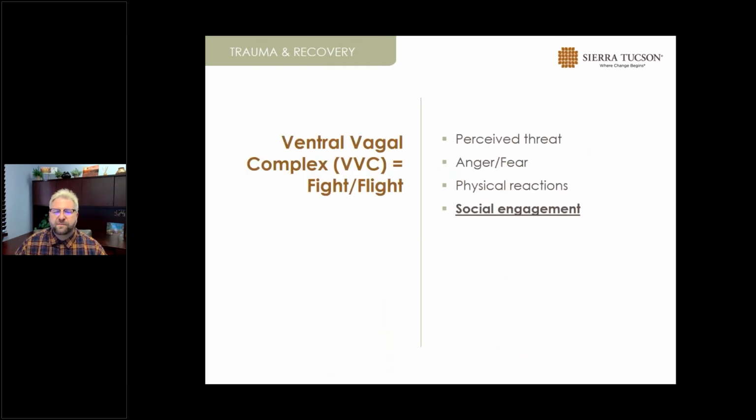The ventral vagal complex part of the nervous system, fight, flight. So if I'm going into a fight or flight response, most likely my chest is up, my shoulders are back, and I'm ready to protect myself, whether it's through my hands by fighting, or through my feet by running away. I'm trying to jump out of here, got to go protect myself. Usually fight responses are related to anger, not always the case, but it's usual. And then in the same way, fear and flight response are very similar.